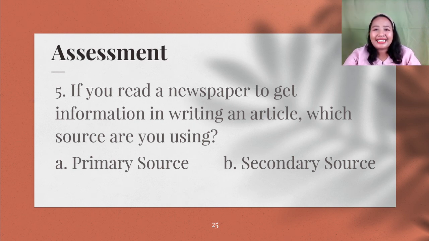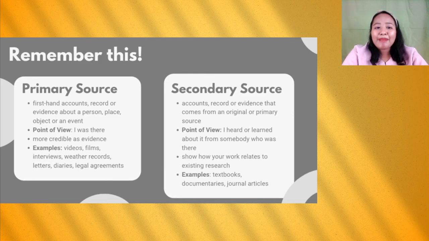To wrap everything up, keep in mind the following about primary and secondary sources. Primary sources are first-hand accounts, records, or evidence about a person, case, object, or an event. Point of view: I was there. More credible as evidence. Examples are videos, films, interviews, weather records, letters, diaries, and legal agreements.